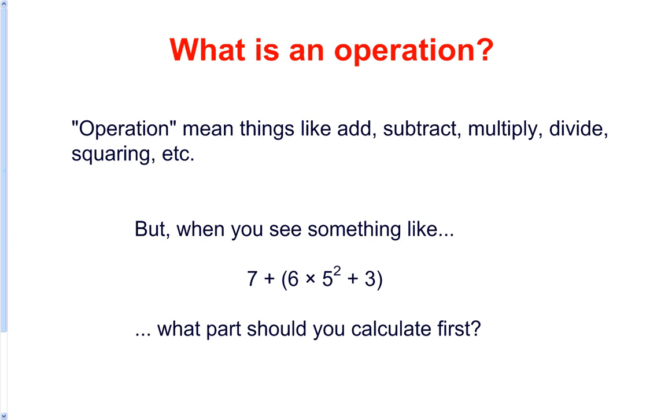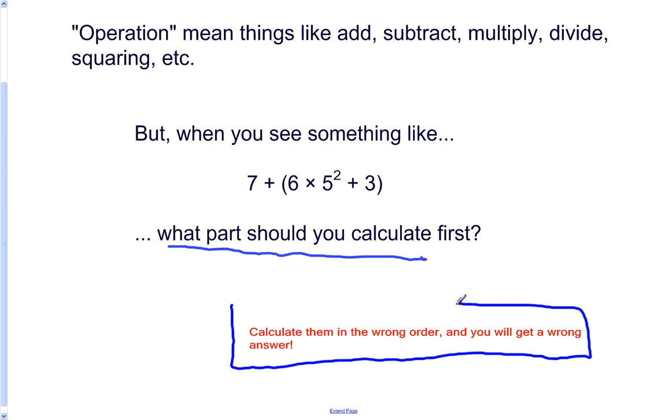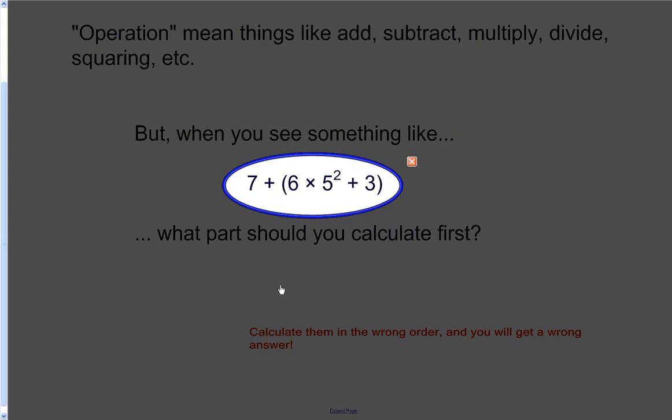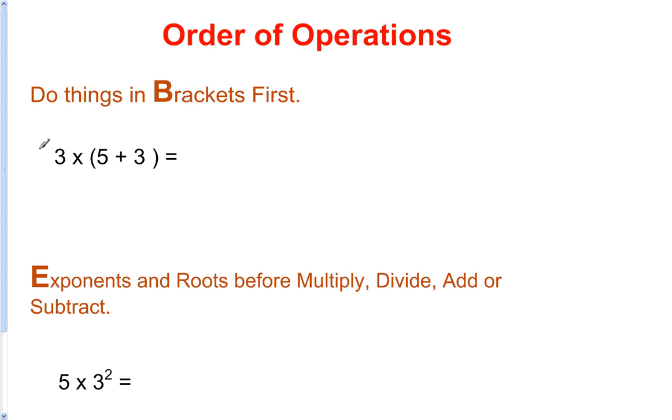Well, if that occurs, then we need to figure out an order, because the question is, what part do you calculate first? Now, here is the key. If we don't do them in the right order, we're going to get the wrong answer. So order of operations is very important when we have a number of operations together, like in that question right there. So let's go through and review the order of operations.